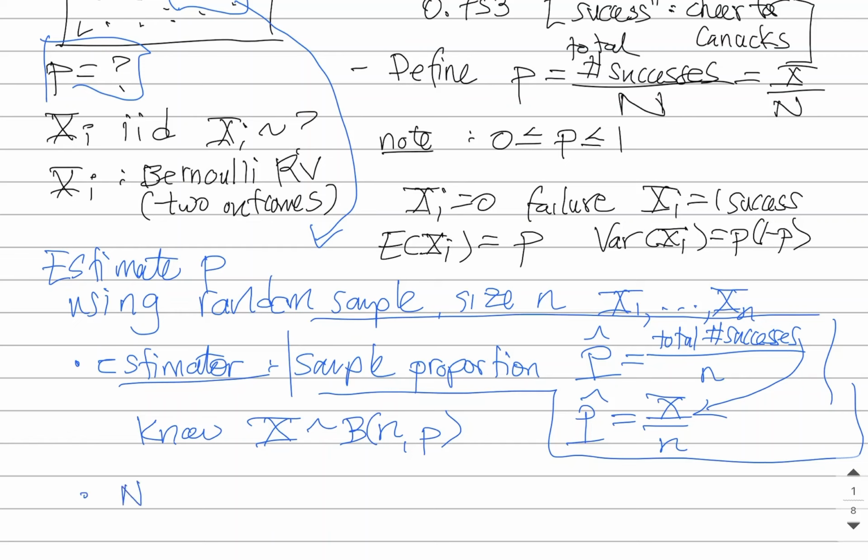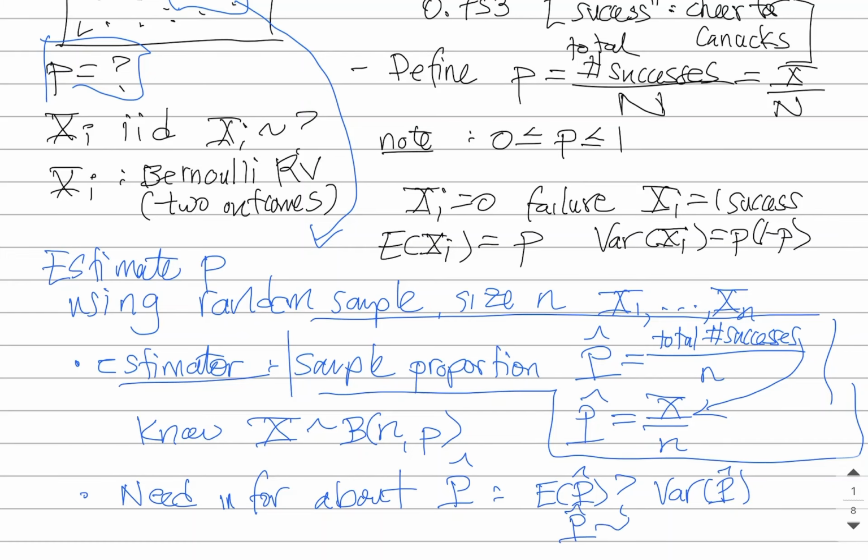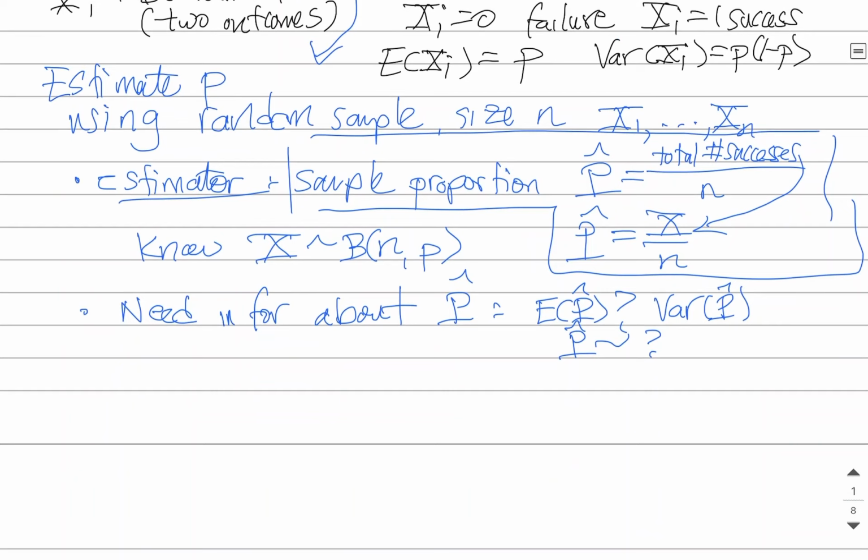Now we need information about this estimator p hat. What's its expectation? What's its variance? And what is its distribution? How is it distributed? In order to perform inference procedures, we need the answer to all of those questions. Now, fortunately, we have the tools to be able to answer all of these things.